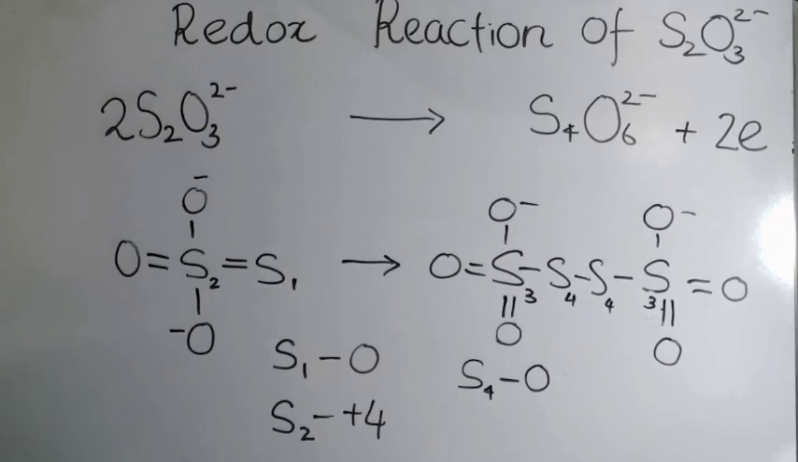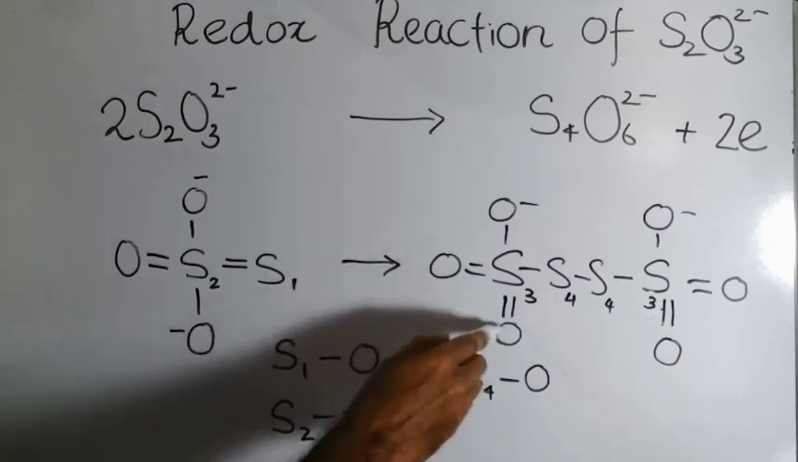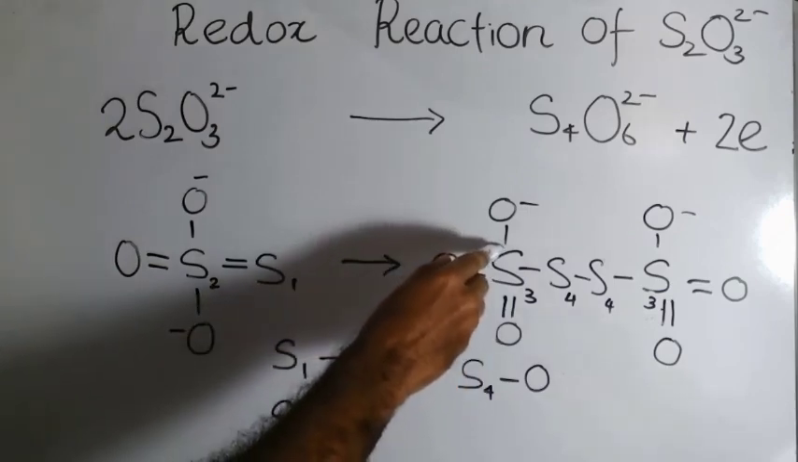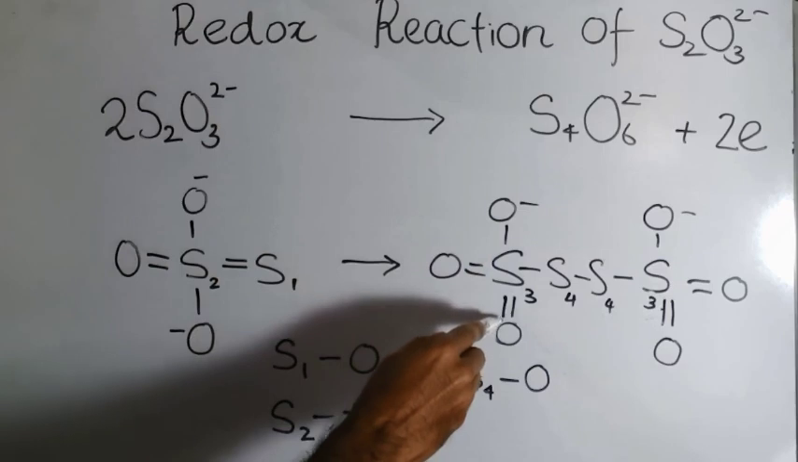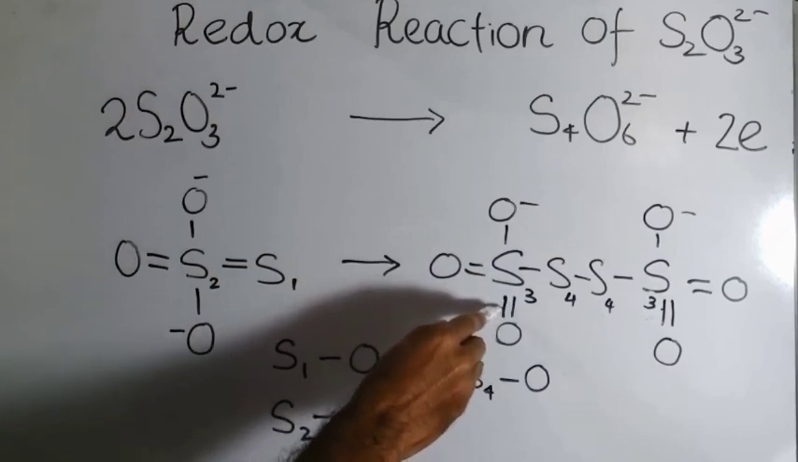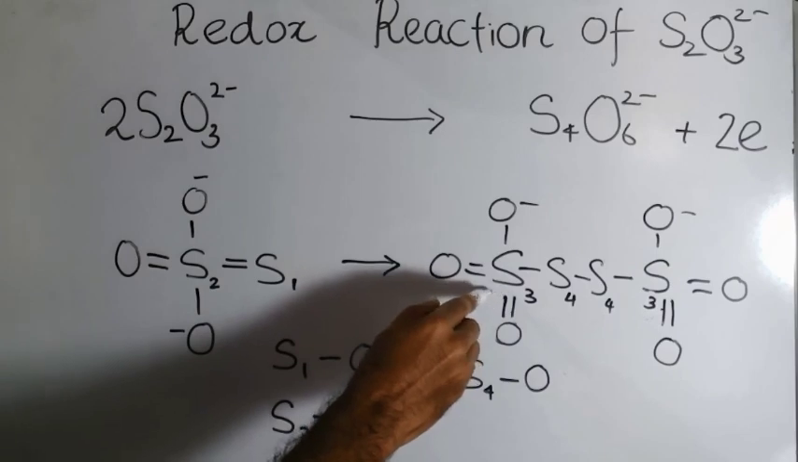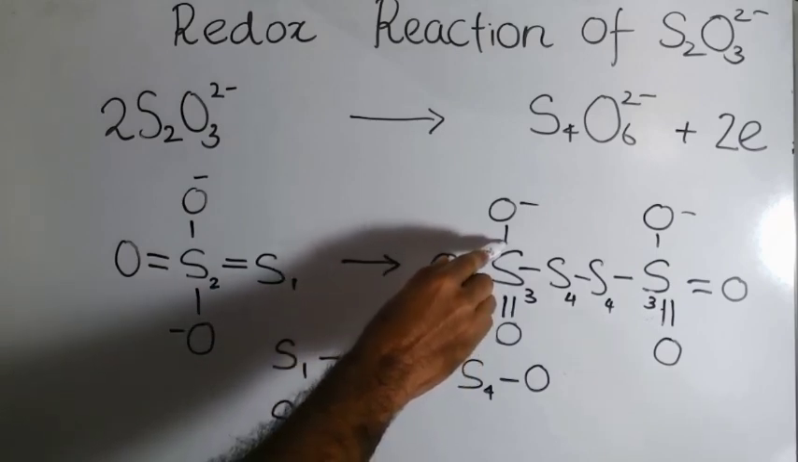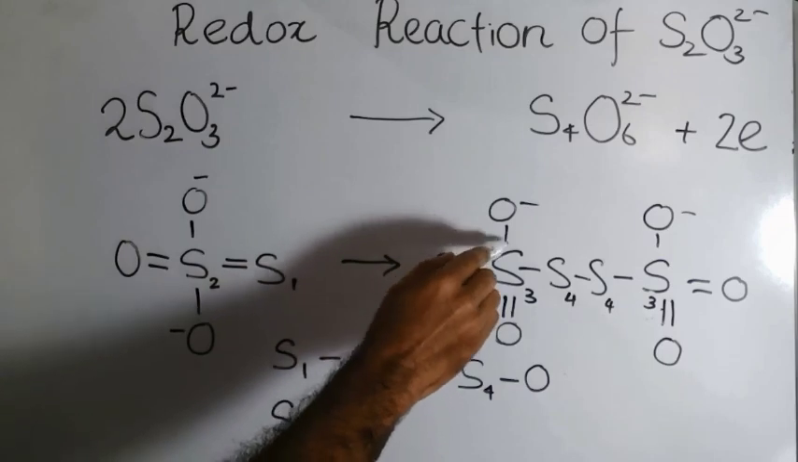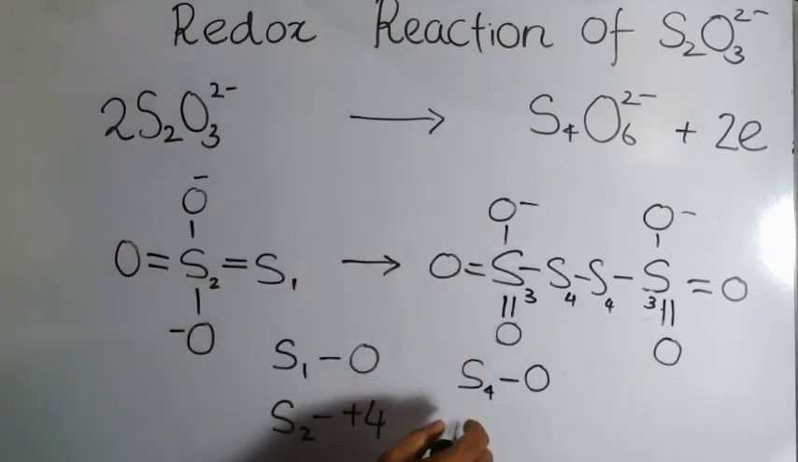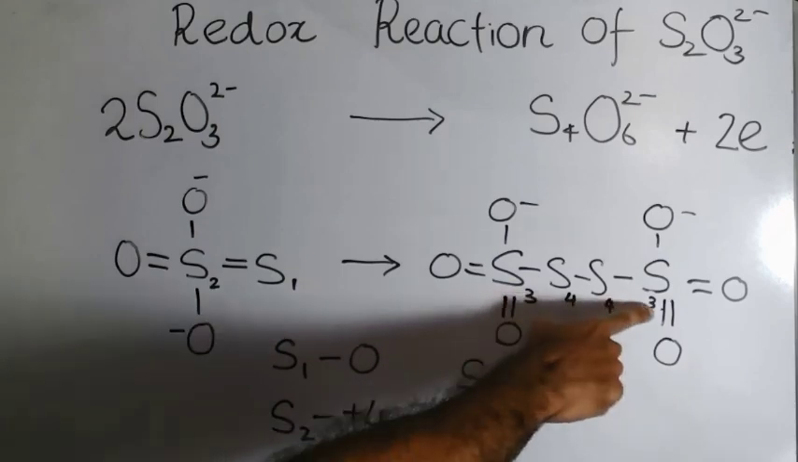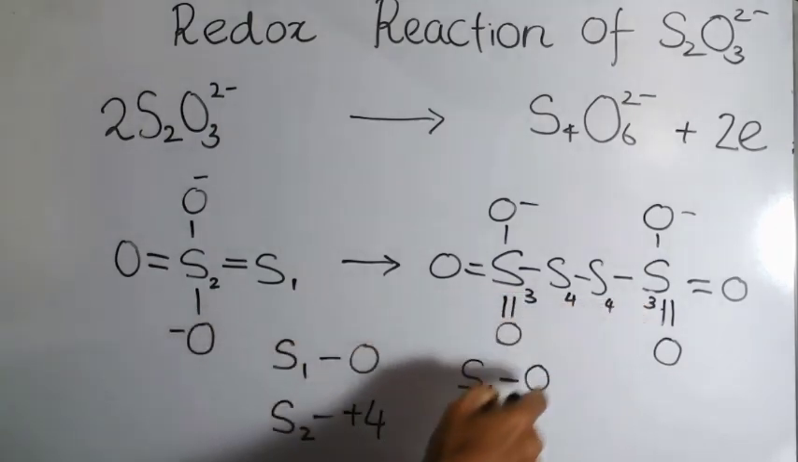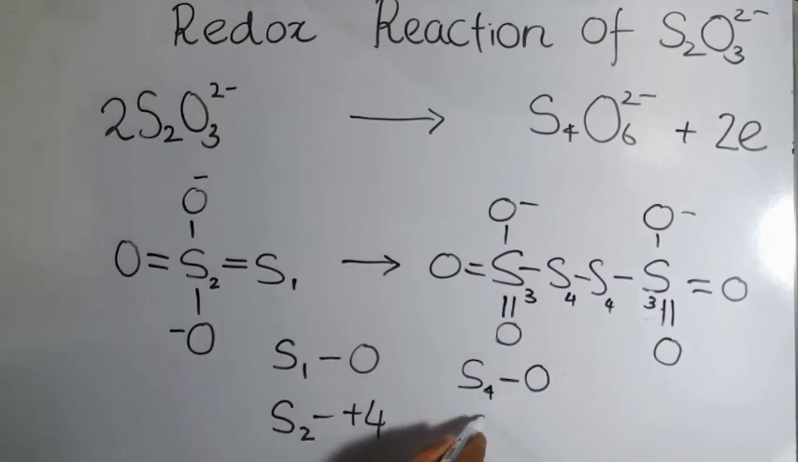When we consider sulfur atom number 3, there are 2 double bonds with oxygen atoms and another single bond with oxygen atom. So double bond will create 2 positive charges and single bond will create 1 positive charge. Altogether +5. So both sulfur atoms numbered 3 have equal oxidation number, which is +5.